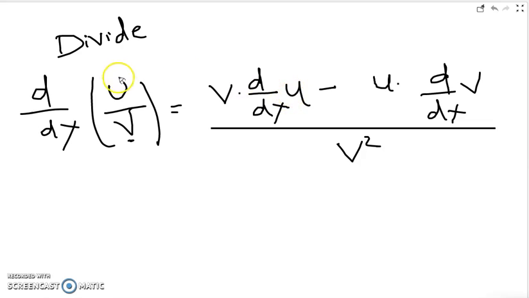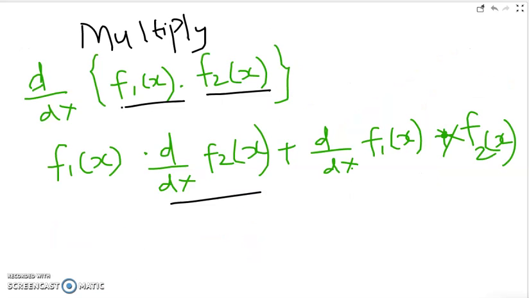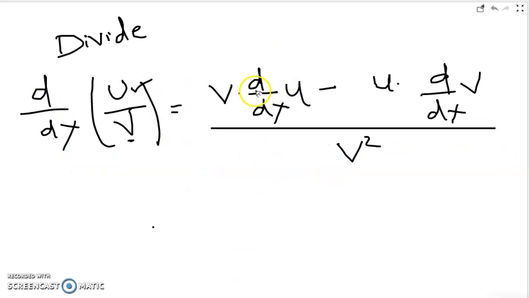Then d by dx of u, the numerator, should be derivated, minus the numerator should be written and the denominator derivated. As we did in multiplication, no? In multiplication what did we do? For one we do not derivate and for the other we derivate. In the same way, for the other it should not be derivated, for the first one it should be derivated. Here also the same: for u, the numerator, it is derivated, and in the same way the second, v, is derivated.